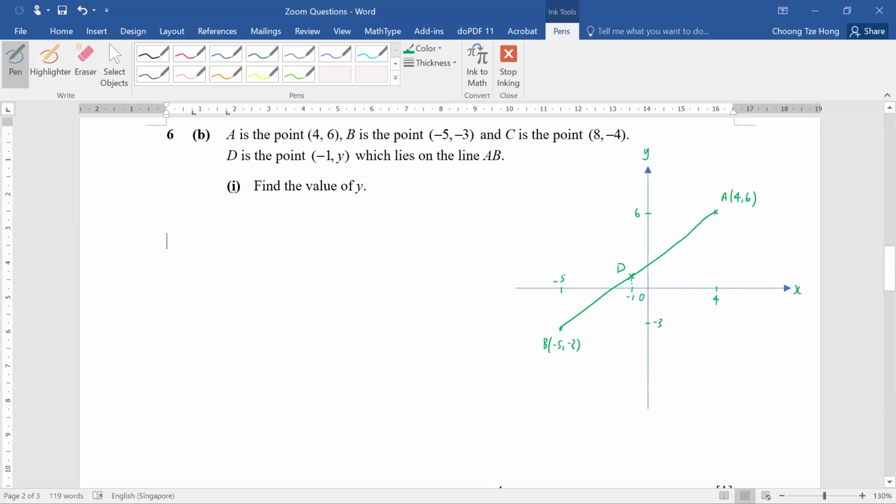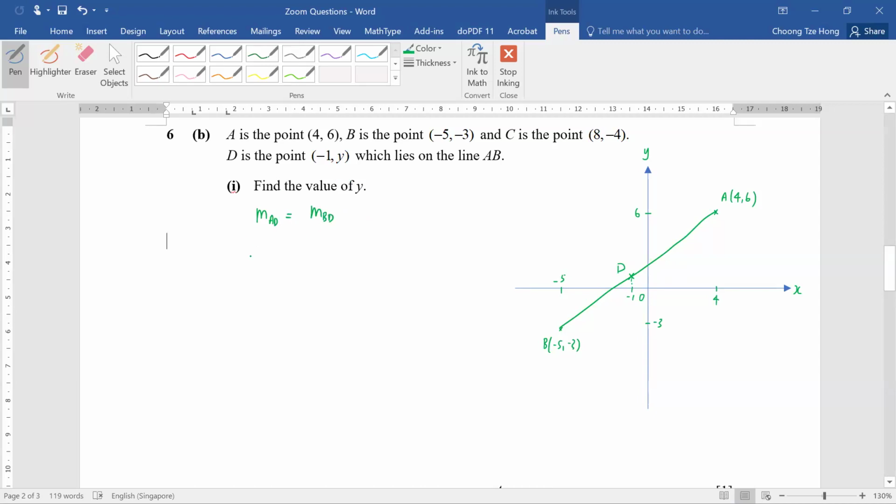if we were to find, let's say, the gradient of AD and the gradient of BD, they should give us the same value. So let's try to formulate an equation using the gradient, and then we solve from there, and we should be able to find the value of y. So let's do gradient of AD equals gradient of BD, all right?